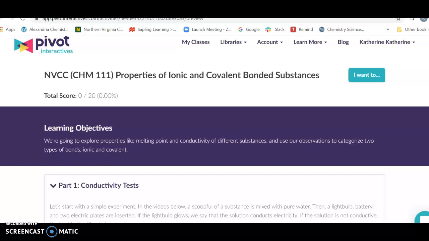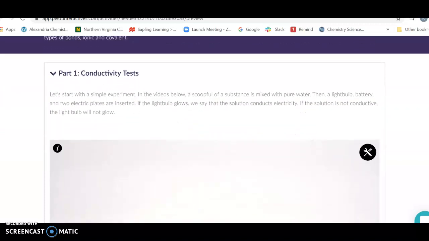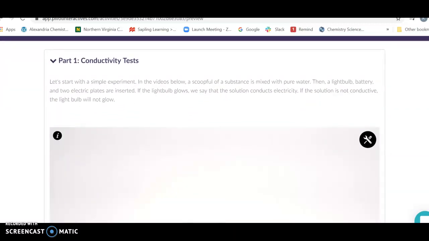The lab this week is going to be properties of ionic and covalent substances. Again, this is in Pivot Interactive, so you're going to go in through your own account and find this lab. I don't think they're going to have particular dates on them, so you're going to have to follow the assignments in Canvas. And what we're going to do is conduct some tests on some compounds.